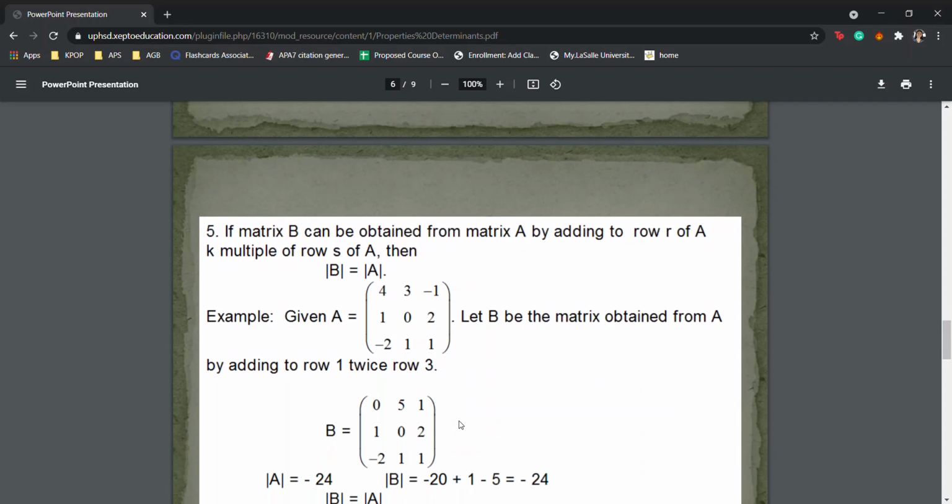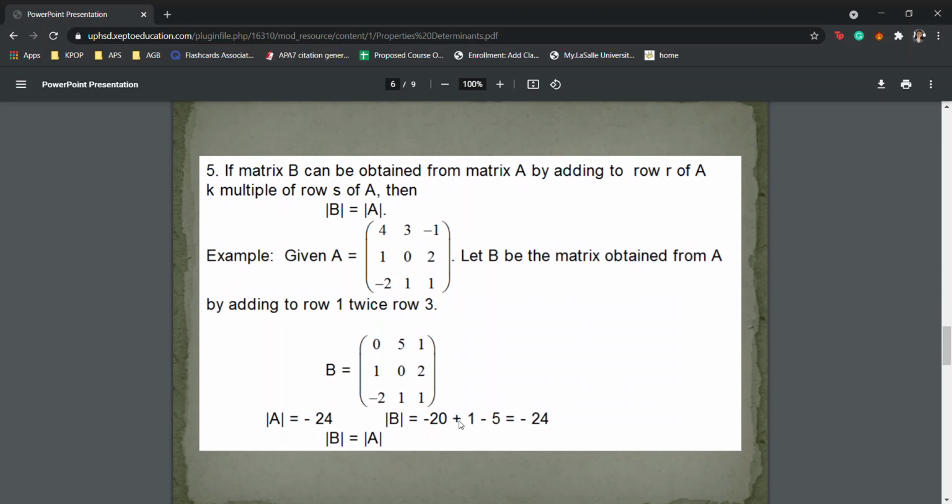Next, if matrix B can be obtained from matrix A by adding to a row R of A k multiples of row S of A, then the determinant of B is equal to the determinant of A. In other words, there will be no change in the determinant of the resulting matrix relative to the determinant of the original matrix. So remember this, whenever you add to a row of a matrix a multiple of another row of the same matrix, there will be no change in the determinant.